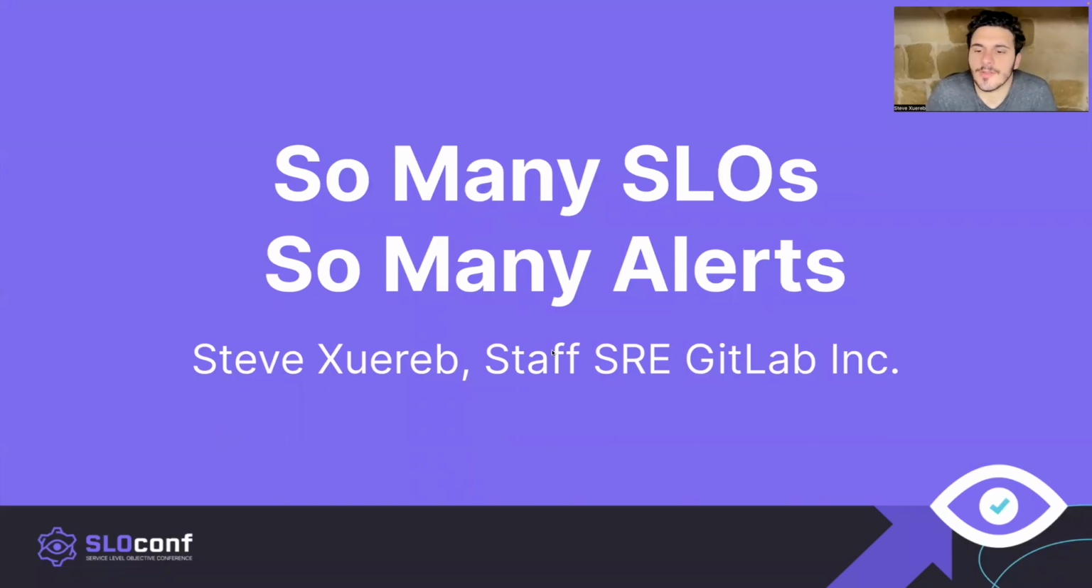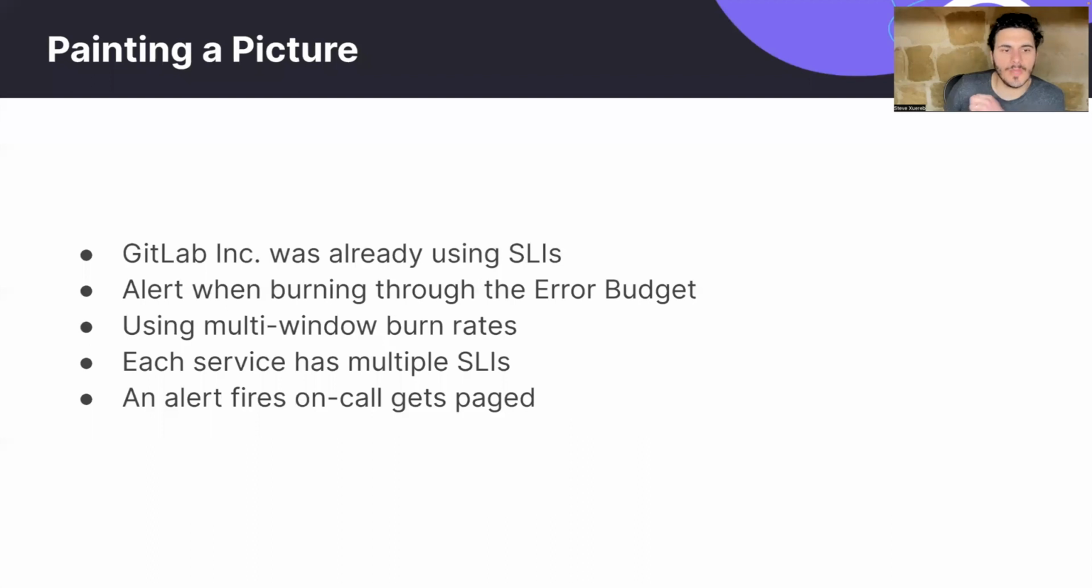I'm a site reliability engineer at GitLab, and I wanted to talk to you today about so many SLOs, so many alerts. At GitLab, we're already using SLIs, and we alert when we start burning through our error budget, where we use multi-window burn rates. And we alert on the 1 hour window and also the 6 hour window.